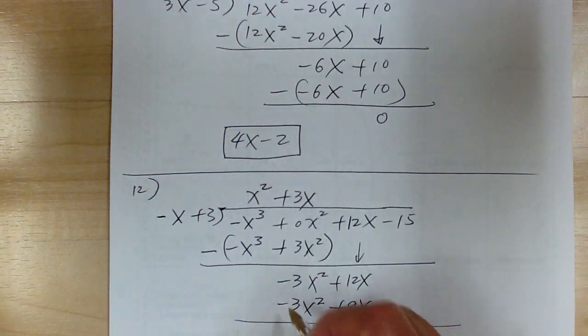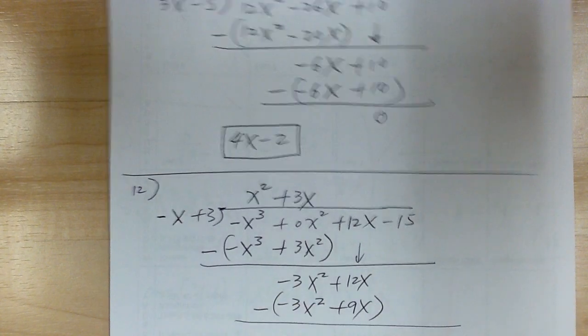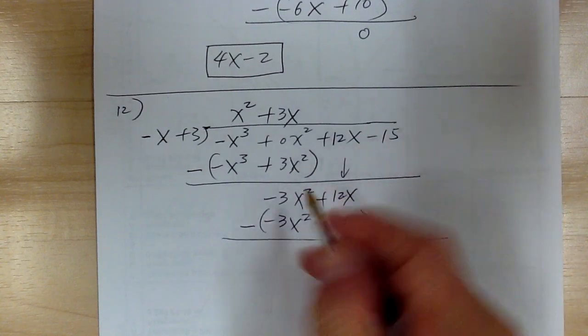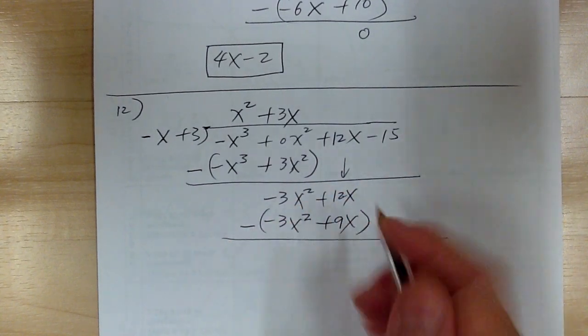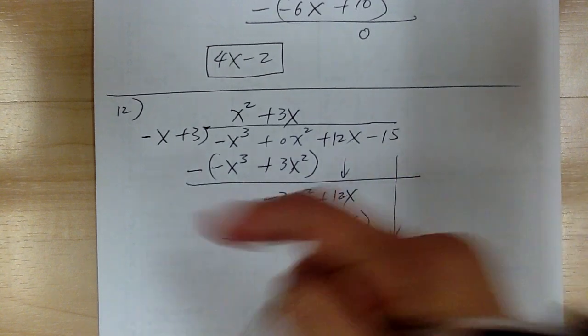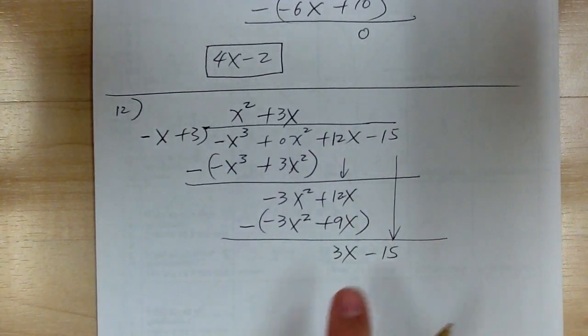Okay, draw the line, put parentheses, subtract. So this always cancels out. So you got 12. 12 minus 9 will give you 3. Right? And you drop the next one. So you just keep repeating. Now you look over here.